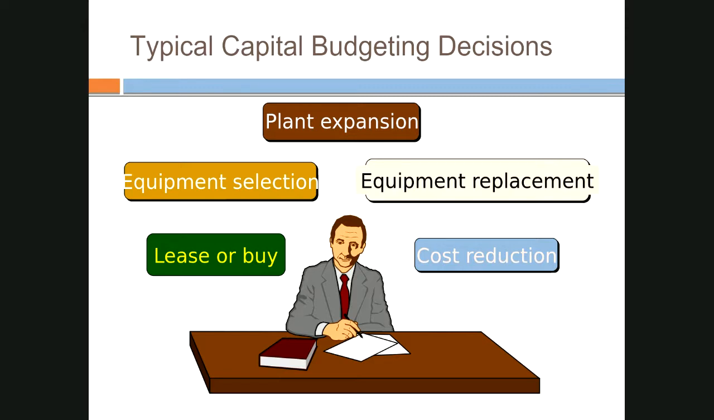And the other one is equipment selection. You don't have any type of equipment and you want to buy equipment. So that's the difference between equipment replacement and equipment selection. So these are the typical types of capital budgeting decisions.